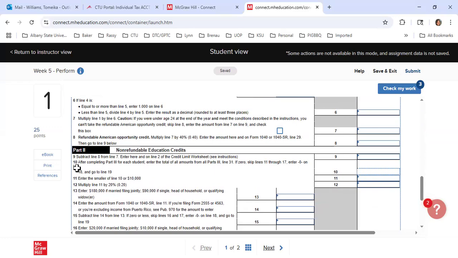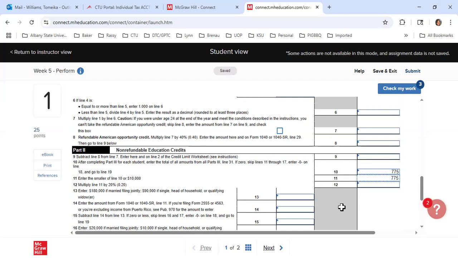Line 10 says, after completing part 3 for each student, which is not applicable right now, we're going to enter the amounts, which is basically the tuition that she paid. So that was $775 that we're going to place on line 10, all right? Line 11 says enter the smaller of line 10, or 10,000. We're going to enter that 775 yet again.